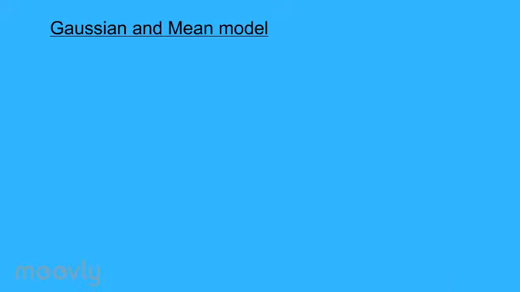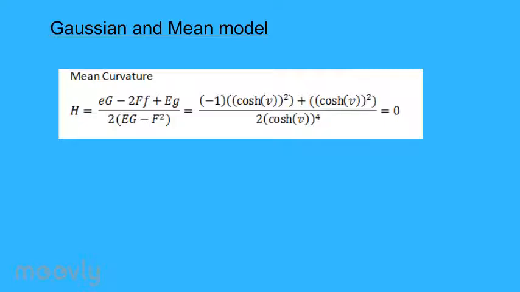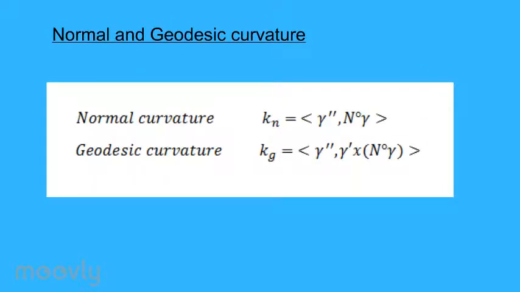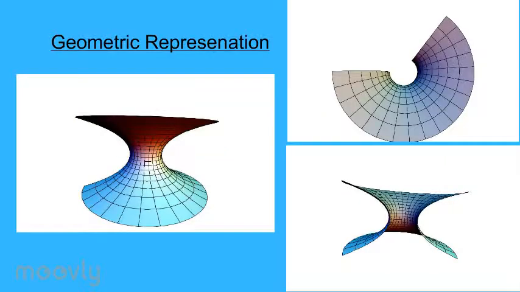The mean curvature is defined by the following, and the Gaussian curvature is defined by the following. We can visualize both mean and Gaussian curvature. As we can see, the mean curvature is equal to 0 and therefore is a plane. You can also calculate the normal and geodesic curvatures of curves on the surface. The formulas for these are given below. The geometric interpretation of the surface is as shown.